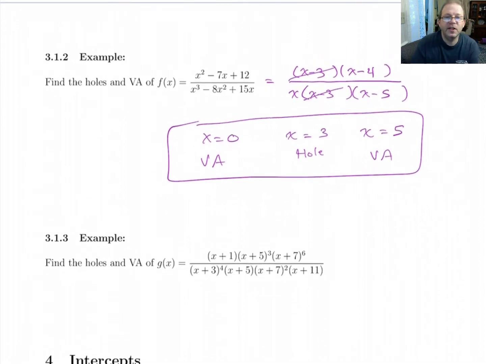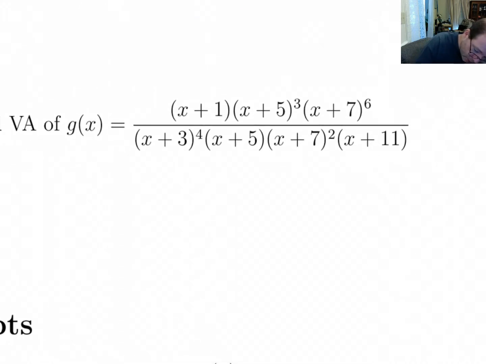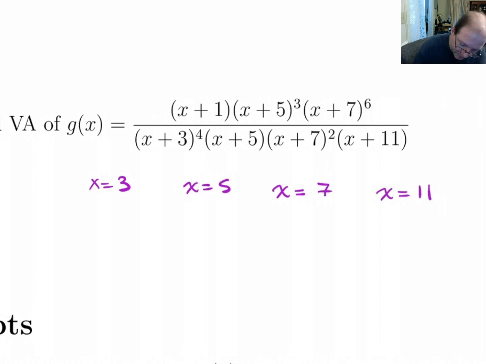All right, this next one, it looks like it's an ugly problem because it's got so much stuff in it, but the fact that it's been factored for us makes it easy. If we look at this, we're going to get x equals 3, x equals 5, x equals 7 and x equals 11.